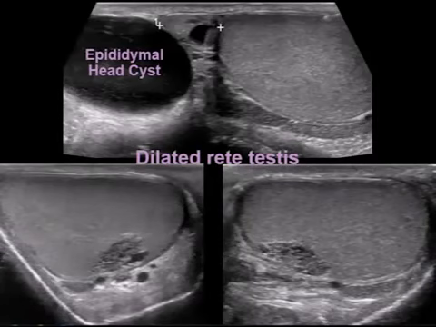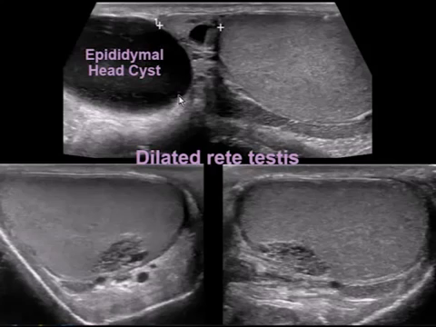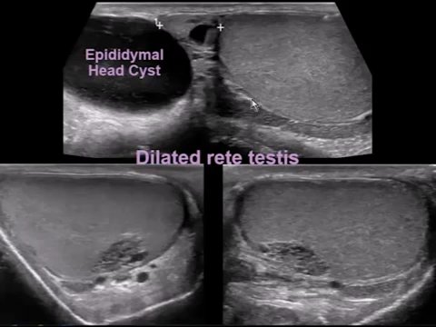This patient had dilated rete testis. You can see this irregularly shaped clump of cystic areas. These are dilated tubules at the mediastinum of the testis. You can see it here and here. This is most commonly seen in older patients and very commonly associated with an epididymal head cyst, as we see here in this patient who has a very large epididymal head cyst. And this is thought to occur as a result of obstruction in the epididymis, leading to backup into the testicle with dilatation of the rete testis.